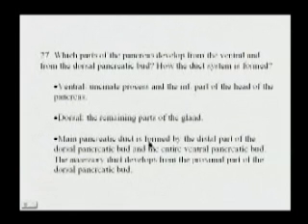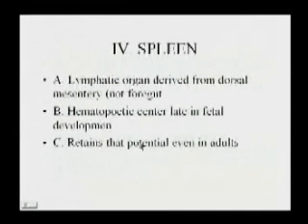The main pancreatic duct is formed by the distal part of the dorsal pancreatic bud and the entire ventral pancreatic bud. The accessory duct develops from the proximal part of the dorsal pancreatic bud, as we had mentioned before, proximal with reference to the duodenum.